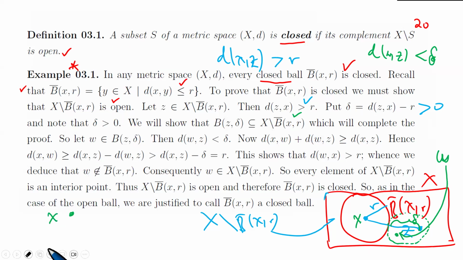There is a point X, and then we have a point Z, and then we put a point W, and then we are forming a triangle like this. But now, if you're forming this triangle, then the distance between W and Z is smaller than delta, of course, because delta is the radius of this particular open ball. Now, if we take the distance between X and W, plus the distance between W and Z, two sides of the triangle, this will be bigger than the distance between X and Z. Of course, this is the triangle inequality.